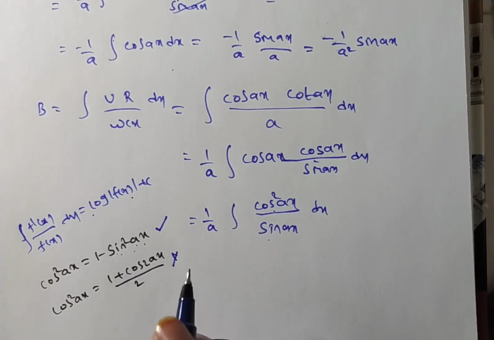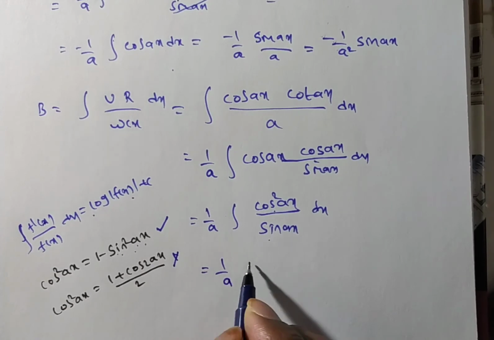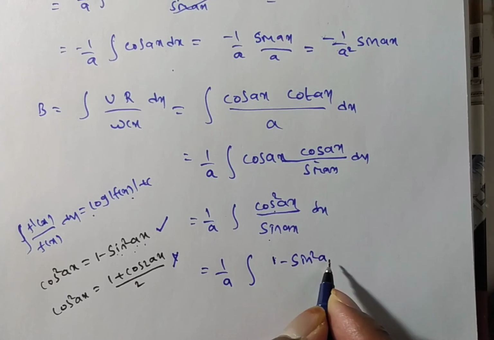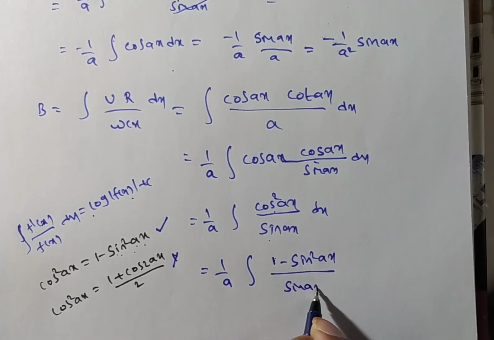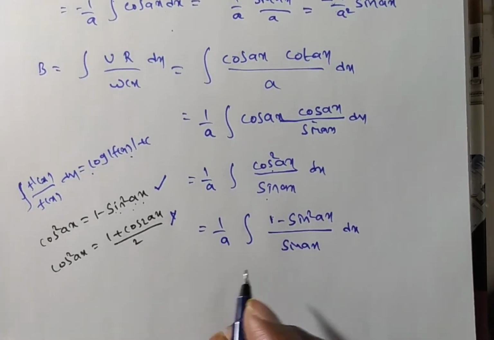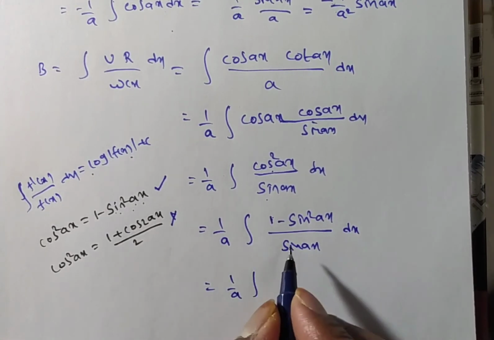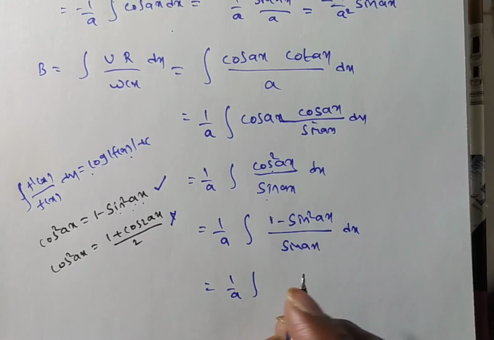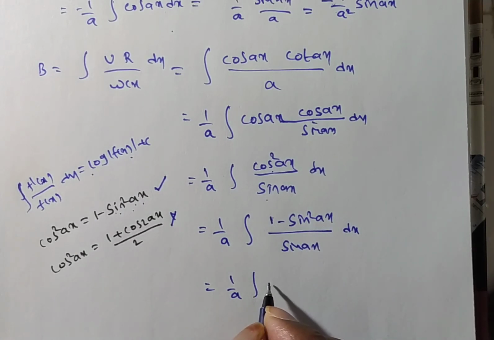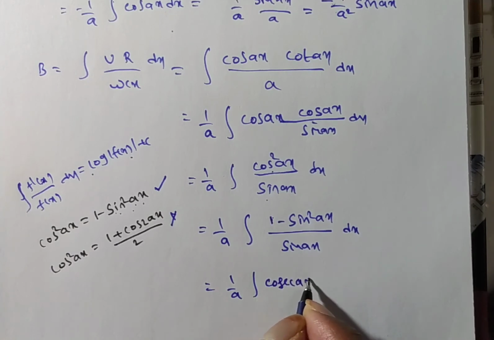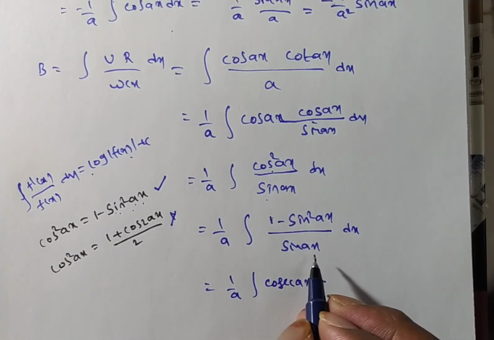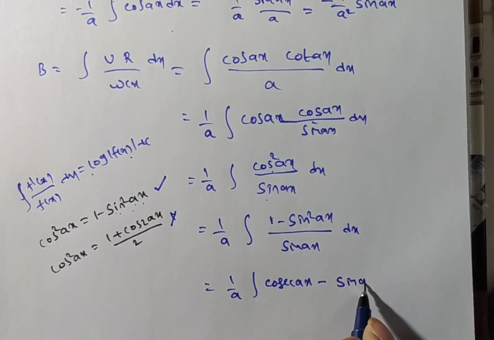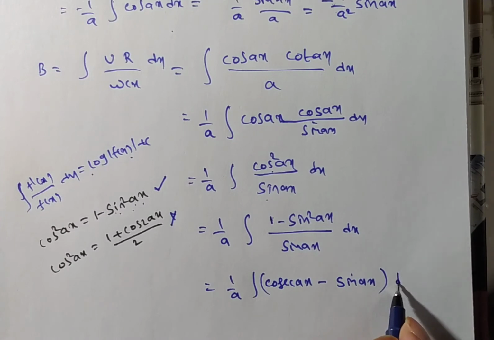So go for the first formula: 1 by a times the integral of cos square ax, which I can write as 1 minus sin square ax by sin ax into dx. That's it. So 1 by a. Now you can write a minus b by c as a by c minus b by c. So a by c means 1 by sin, which is cosecant ax, minus, in the numerator sin square and the denominator sin, so square and sin get cancelled, then you have sin ax, only to the power of 1, into dx.